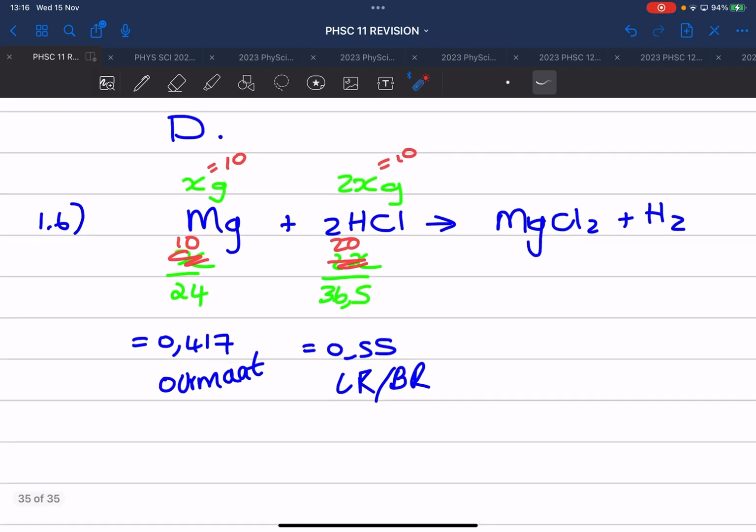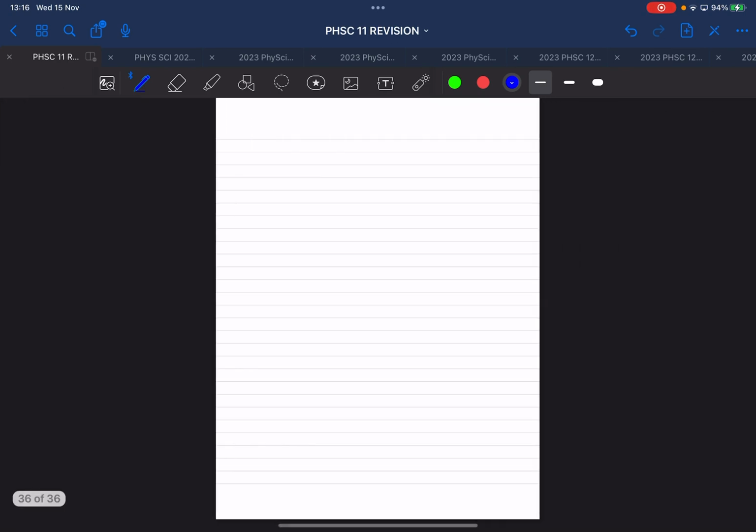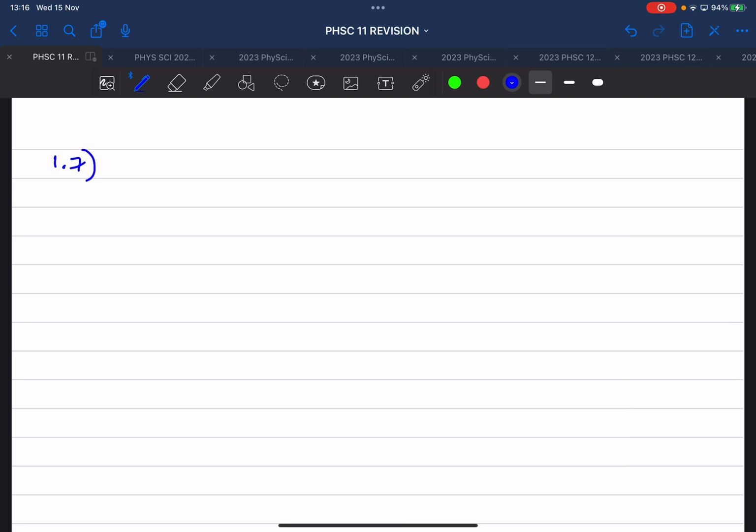Nou sê hulle vir jou, magnesium is die beperkende reaktant. No, it isn't. Is the hydrochloric acid is the limiting reagent? Yes, it is. So die antwoord is D. Kan jy sien dat dit is nie net raai hierso nie. Ek vat my 120 sekondes. Okay, 1.7.